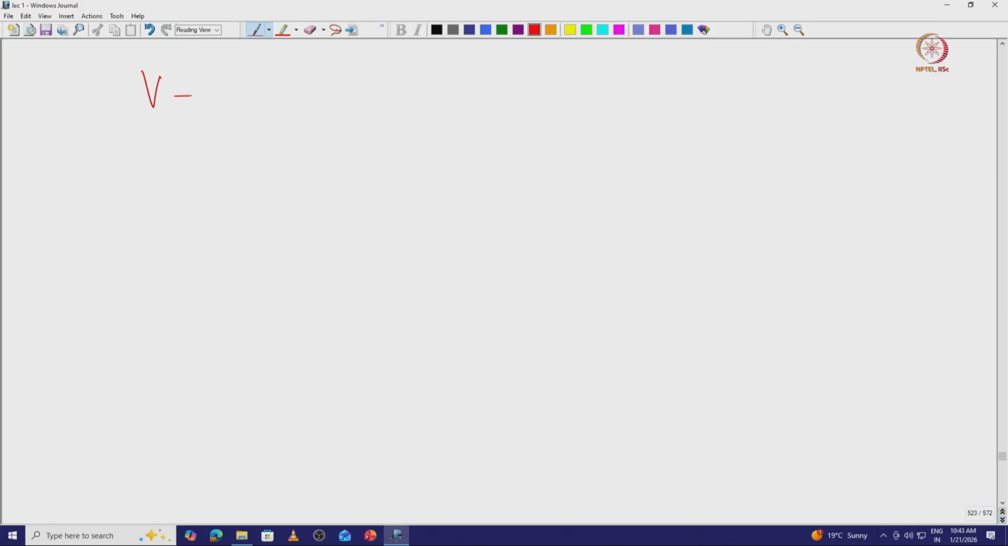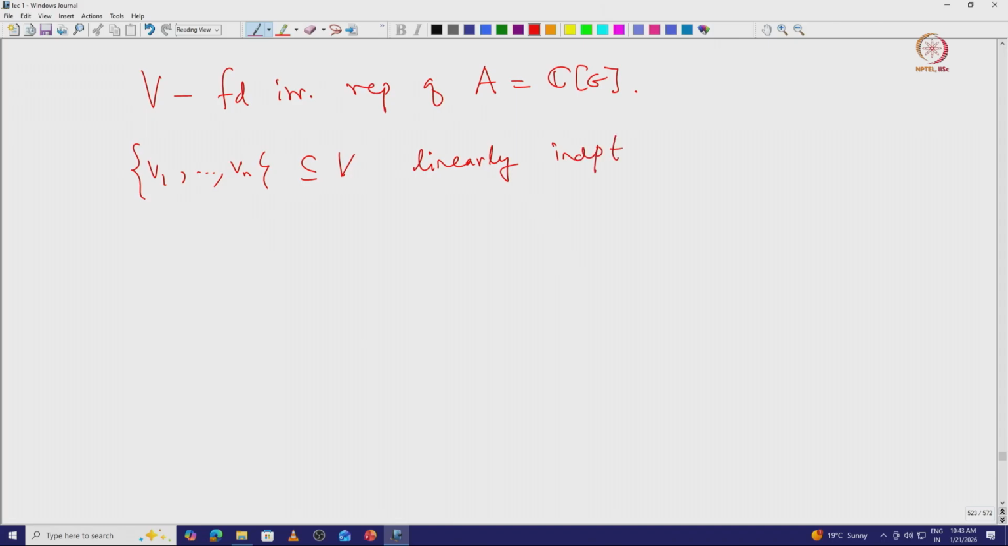So, as before, take V to be a finite dimensional irreducible representation of A, where A is CG. Now let us fix some n number of linearly independent vectors in capital V. So, you take V1 etc. Vn. This is a subset of V, and it is linearly independent. We are not assuming anything about n being the dimension of V or anything. All we know is that n is less than or equal to the dimension of V. So, now this is given.